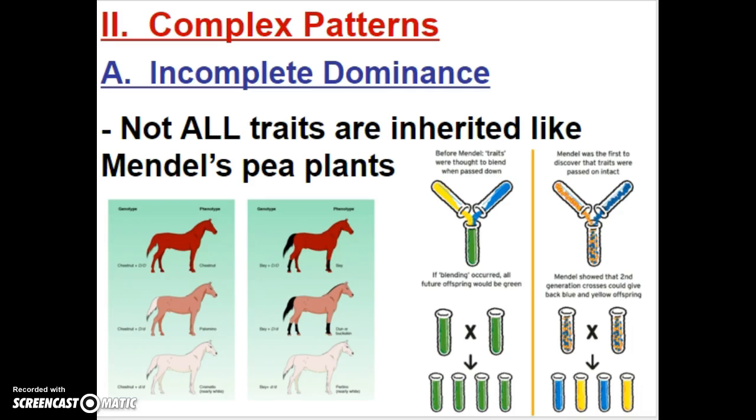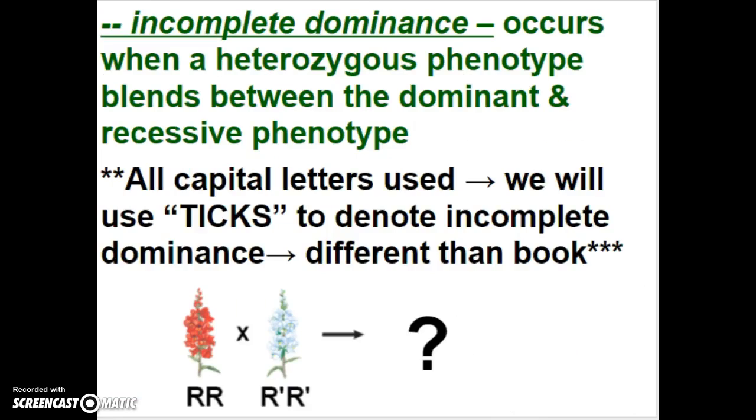Incomplete dominance is a situation where blending takes place. Not all traits are inherited like Mendel's pea plants. Nothing is ever just tall or just short or just yellow or just green. In some cases, you can have tall and short making medium. And a lot of human traits are inherited this way. So incomplete dominance happens when the heterozygous phenotype will blend between the dominant and the recessive phenotype.